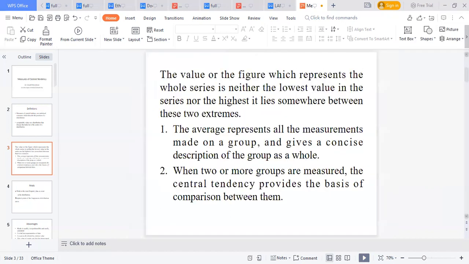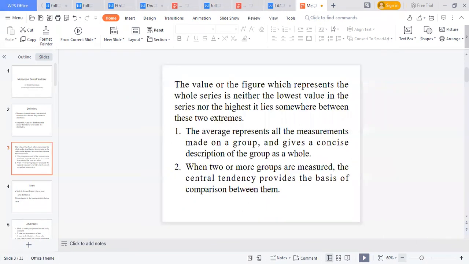So the value of the figure which represents the whole series is neither the lowest value in the series nor the highest. It lies somewhere between these two values. So we have the median, we have the mode, we have the mean. The average represents all the measures. Here we're talking about the mean. When 2 or more groups are measured, the central tendency provides the basis of comparison between them.